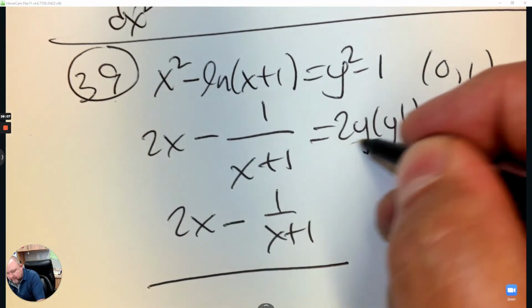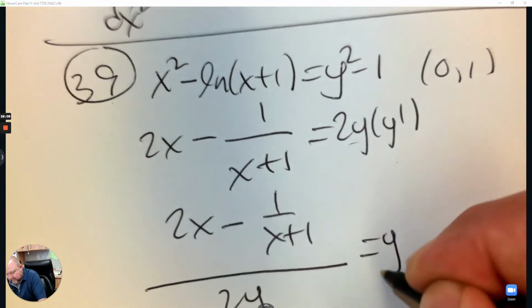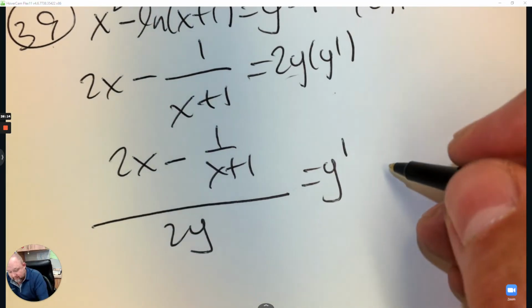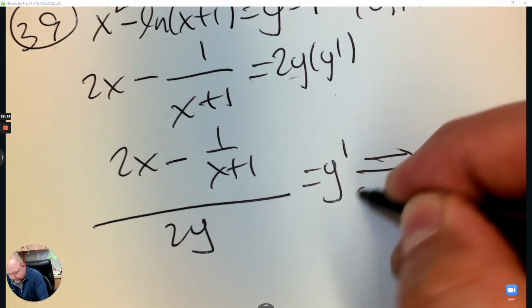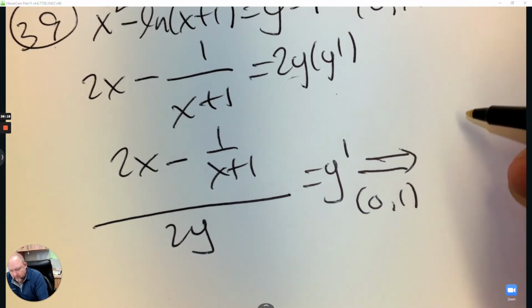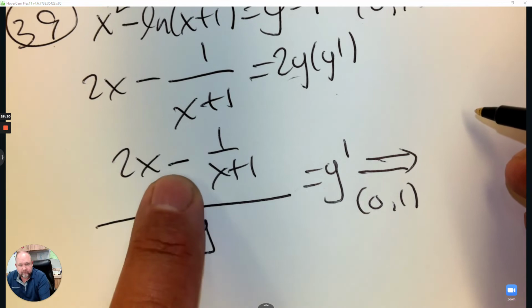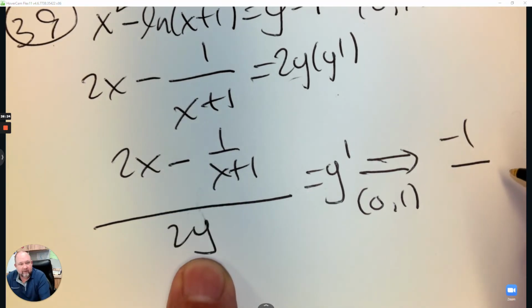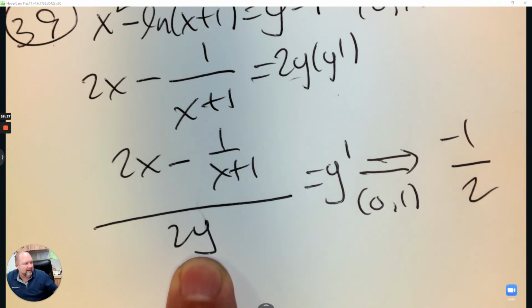I'm not going to make it complicated. I'm just going to divide by 2y, and there's the derivative. Now I'm going to plug in (0, 1). If x is 0, that leaves me with negative 1, and if y is 1, that leaves me with 2. So I get negative a half.